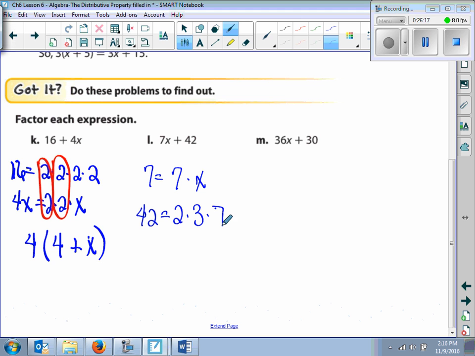So now what do they have in common? 7. They have the 7s in common, right? So the 7 is the GCF. It's going to be factored out and placed on the outside of the parentheses. So that's going to be 7 on the outside. And what's left on the inside? x on the top, right? Plus 6. 6, 2 times 3. Is everybody clear? Yeah.